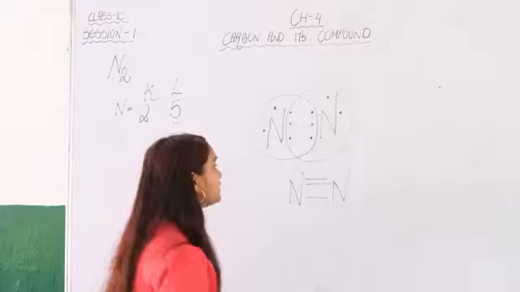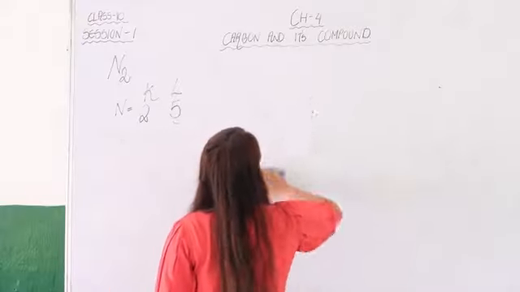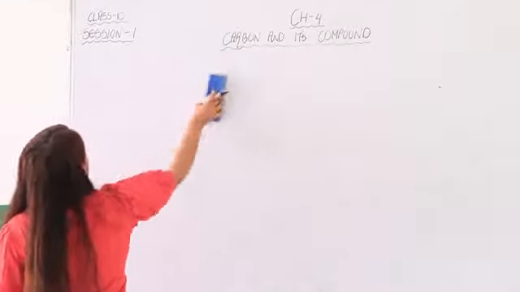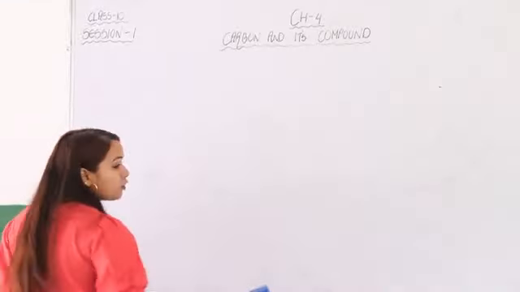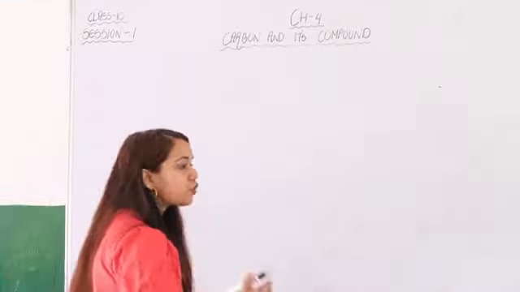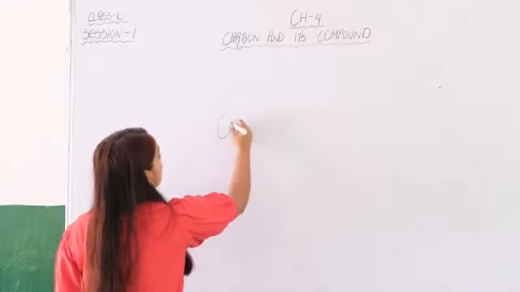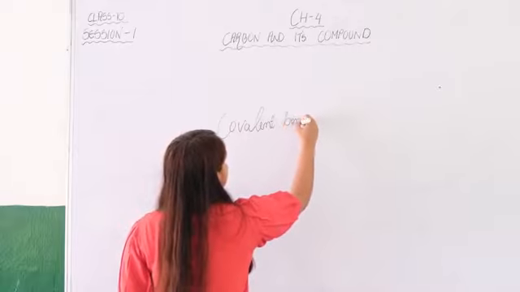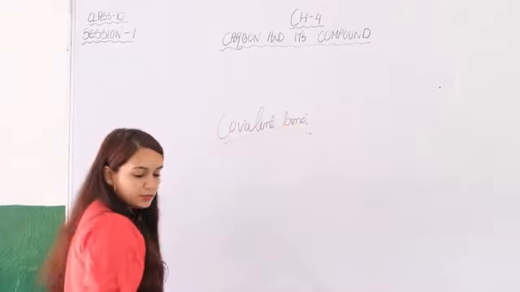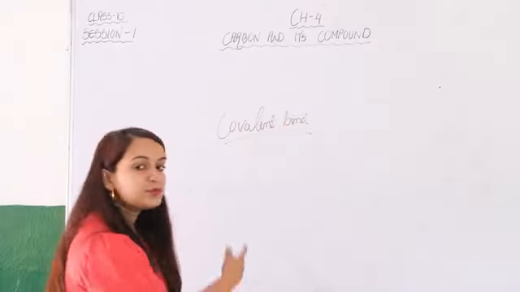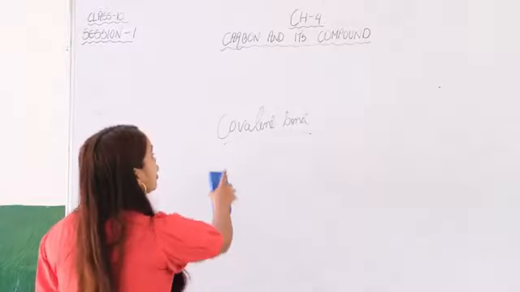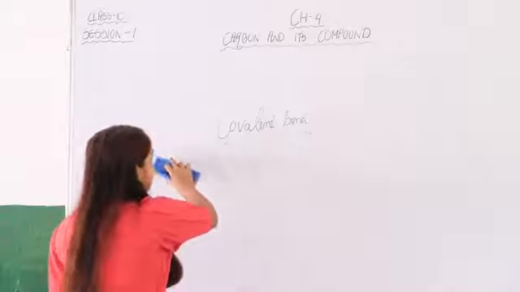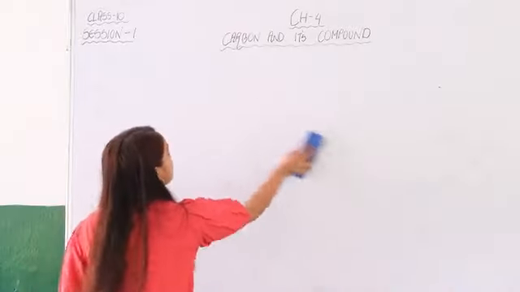Now we have seen the formation of single bond, double bond and triple bond. They are all formed by sharing of electrons, and a bond formed by sharing of electrons is known as a covalent bond. I'm sure by now it will be clear how covalent bonds are formed and how sharing of electrons takes place. If there is still confusion, you can always approach me.